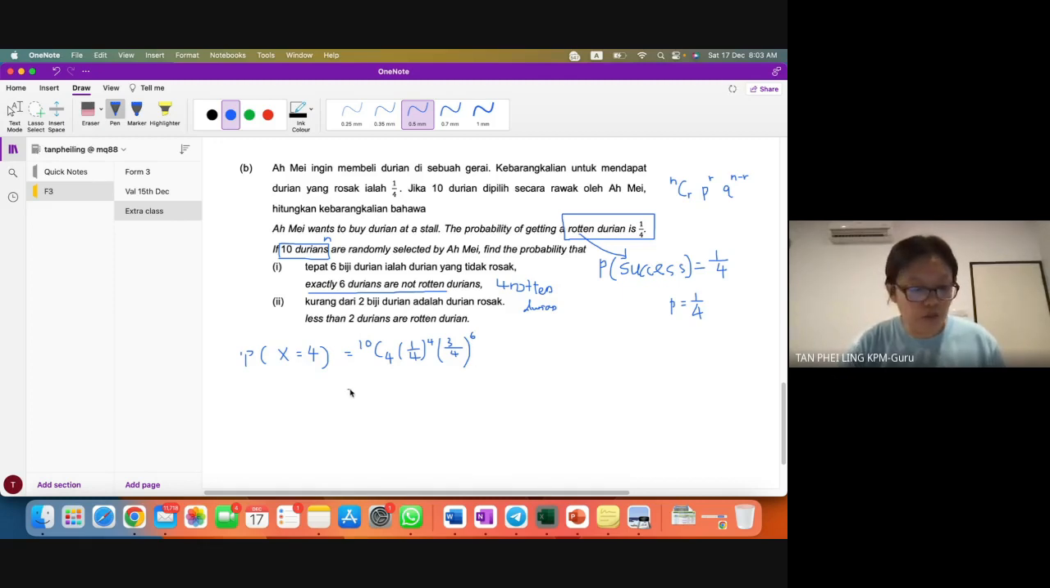I think there should be no problem with this one. Everybody press your calculator: 10C4, 1/4 to the power 4, and 3/4 to the power 6. You should be getting 0.146. Is that okay with you? To 4 significant figures, so let's put 0.1460. That is part 1. Can I see hands if you're okay with this part?